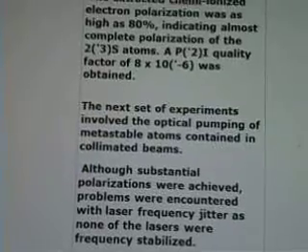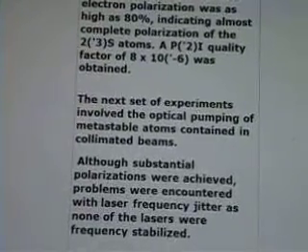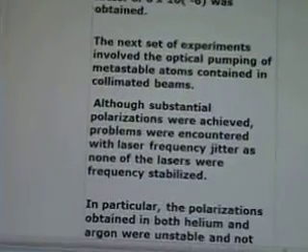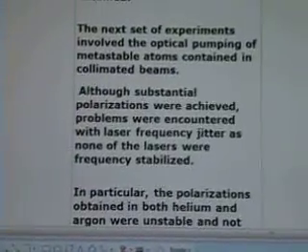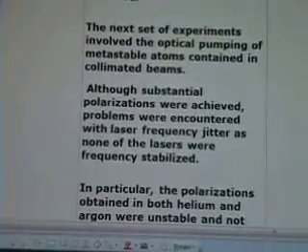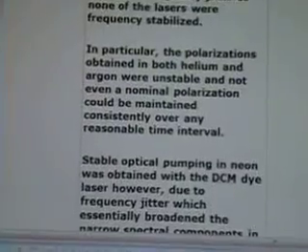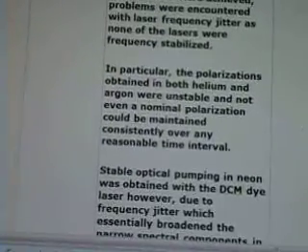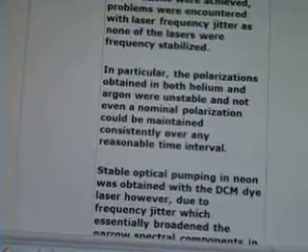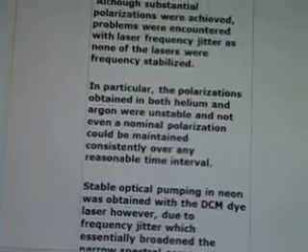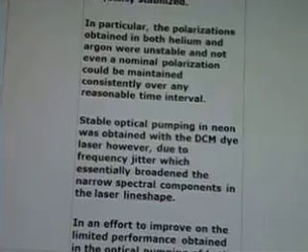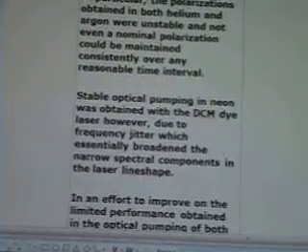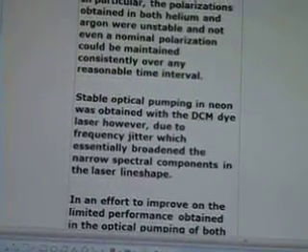The next set of experiments involved the optical pumping of metastable atoms contained in collimated beams. Although substantial polarizations were achieved, problems were encountered with laser frequency jitter, as none of these lasers were frequency stabilized. In particular, the polarizations obtained in both helium and argon were unstable, and not even a nominal polarization could be maintained consistently over any reasonable time interval. Stable optical pumping in neon was obtained with the DCM dye laser, however, due to frequency jitter, which essentially broadened the narrow spectral components in the laser line shape.